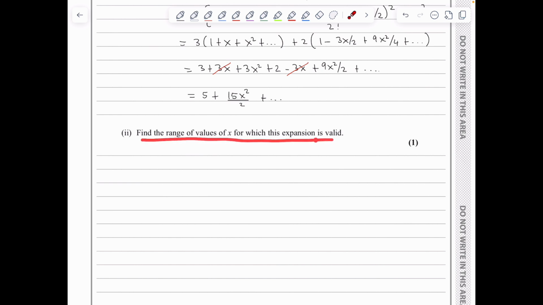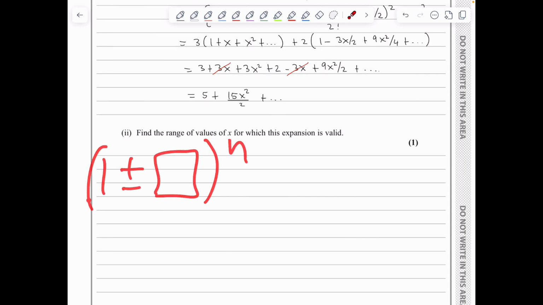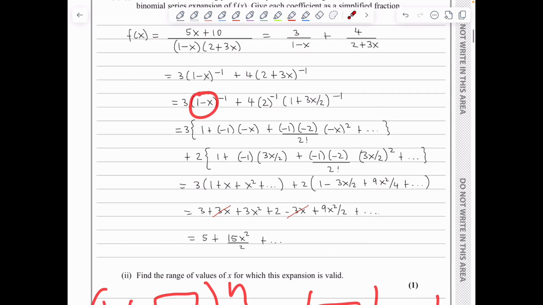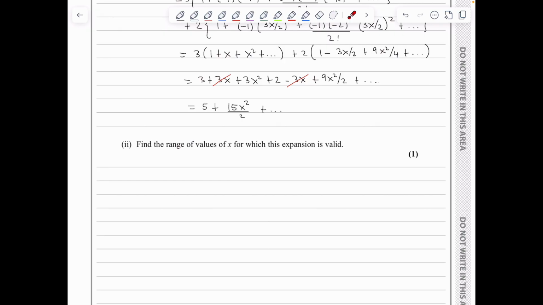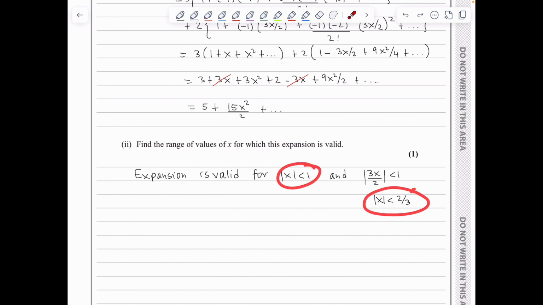In part II, we need to find the range of values of x for which the expansion is valid, and we know that once we reach the form of 1 plus or minus something to the power of n, then the expansion is valid for the modulus of that something being less than 1. Well, in our case, we had 1 - x and 1 + 3x over 2. So we can easily start by saying the expansion is valid for the modulus of x being less than 1 and the modulus of 3x over 2 being less than 1. Well, this simply means that the modulus of x is less than 2 over 3. And since we need both of these inequalities to be satisfied, we get the stricter, the tightest of the two, which is 2 over 3.